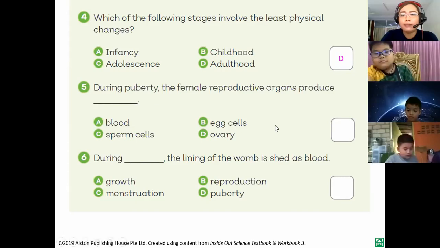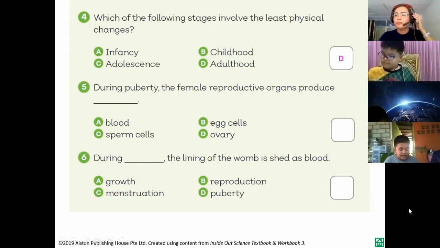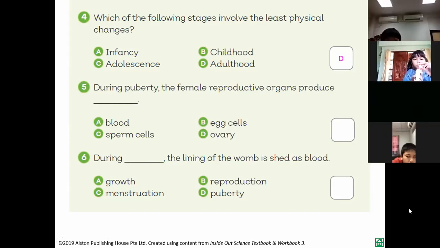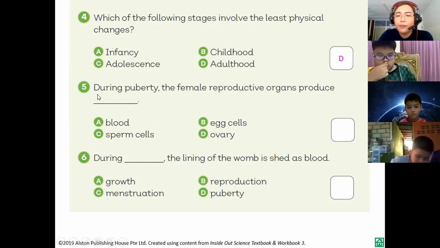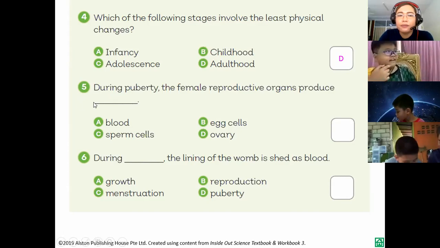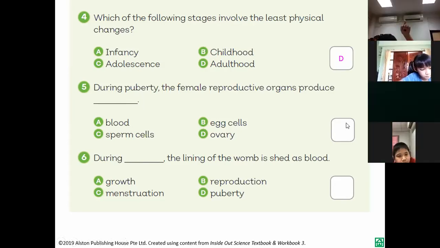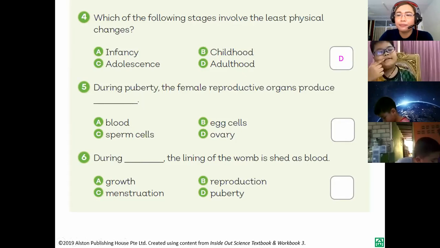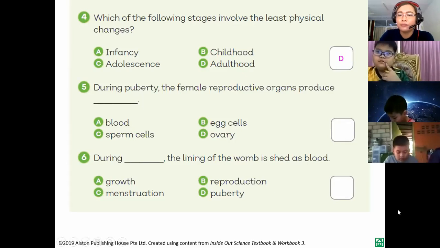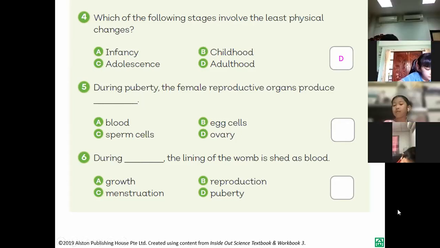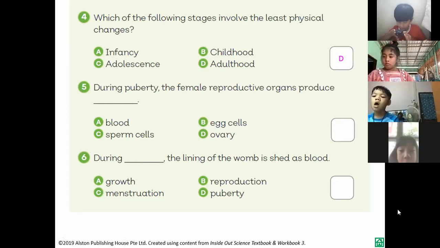Thought, number 5. It's your turn. Number 5. Can you read number 5, Thought? This one. Thought, can you hear me? Okay, I'm gonna call another student. What about Ivy? Ivy, number 5. Can you read number 5?